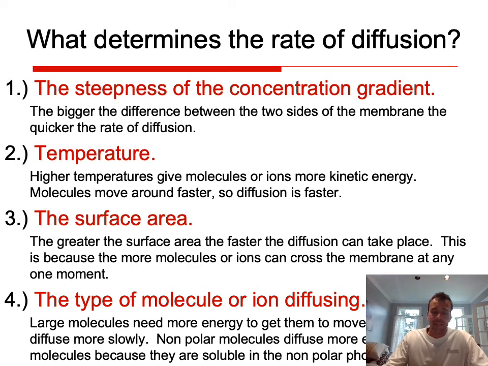And then obviously the type of molecule or the ion that's diffusing across the membrane. Large molecules are going to need more energy. They're going to be slower. By energy, I mean more kinetic energy to get them across the membrane. And nonpolar molecules diffuse more easily than polar things because of the hydrophobic nature of the membrane.